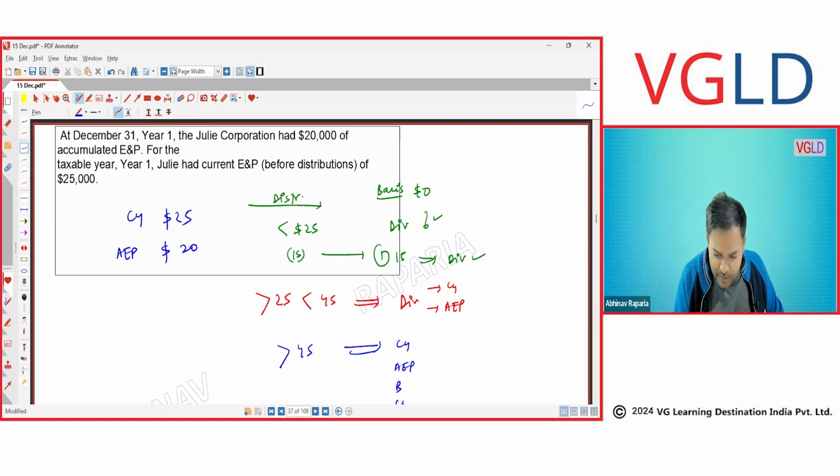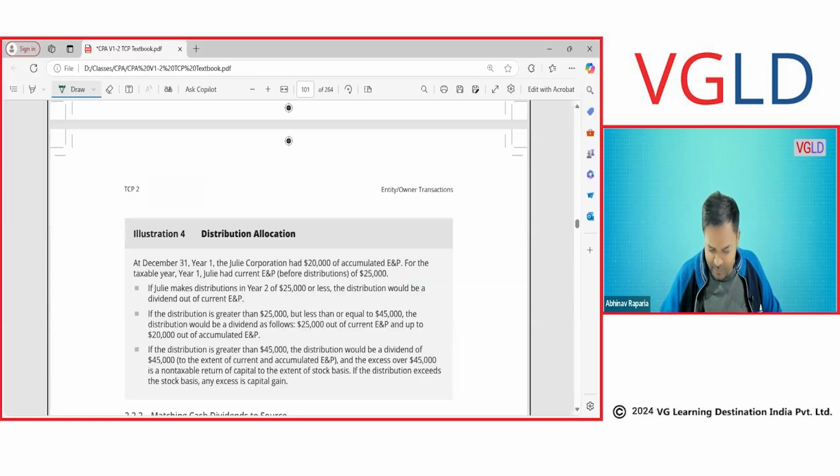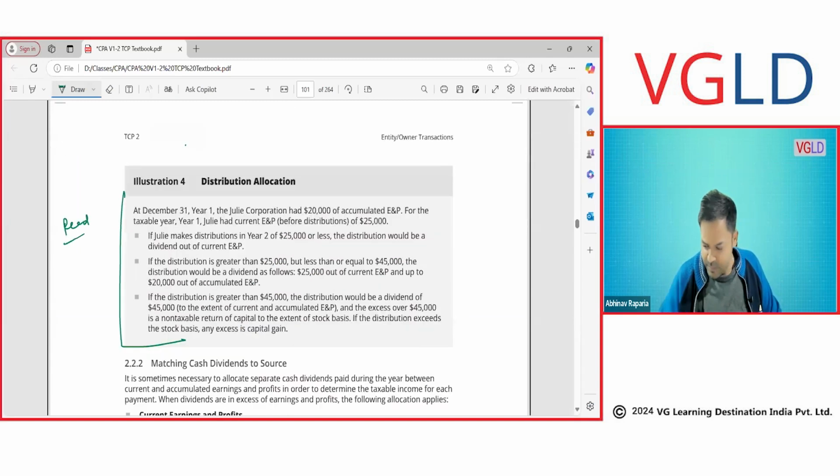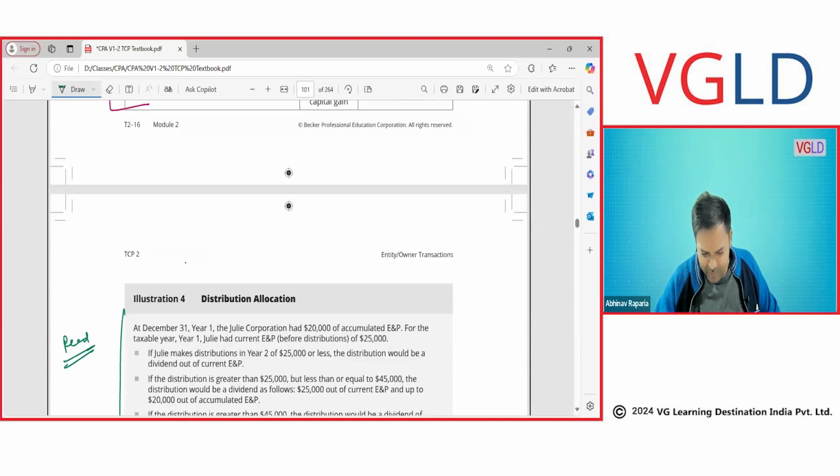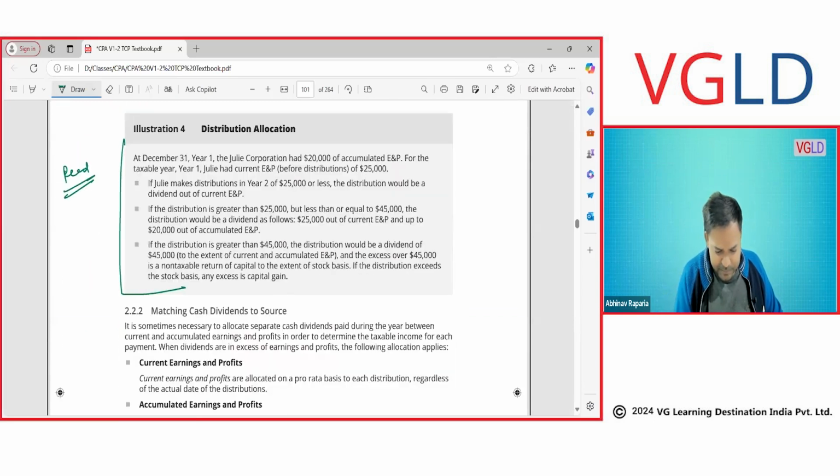Simple. Unnecessarily complicated question. In fact, after reading it, delete it. It's a useless question. Read this. Honestly, it is confusing. Read. After reading it, delete it. We have done much better questions.